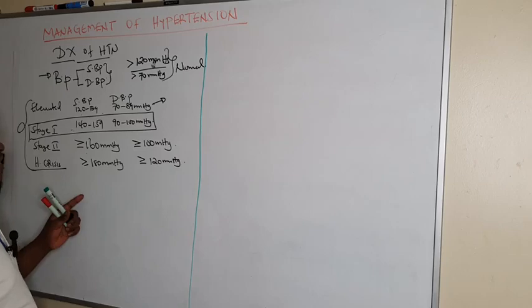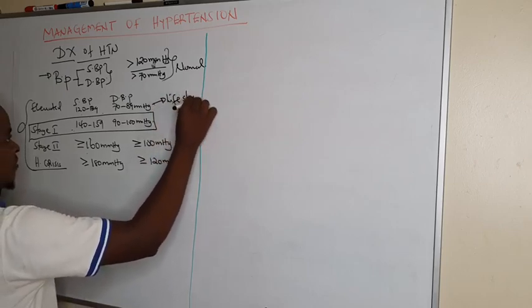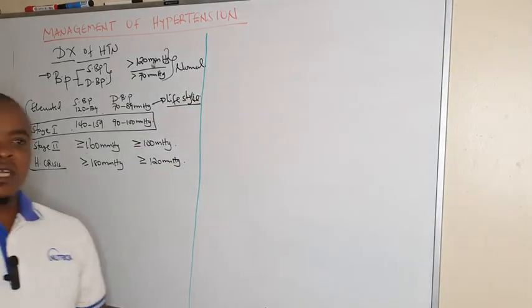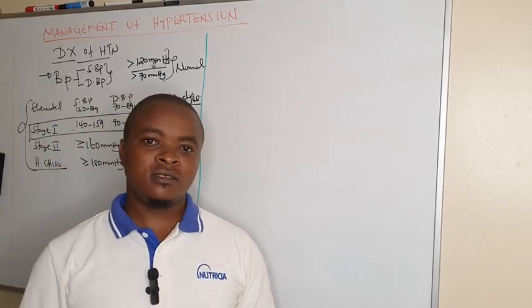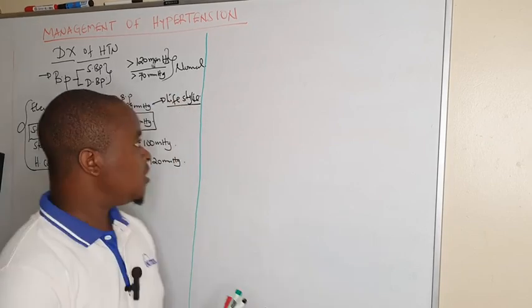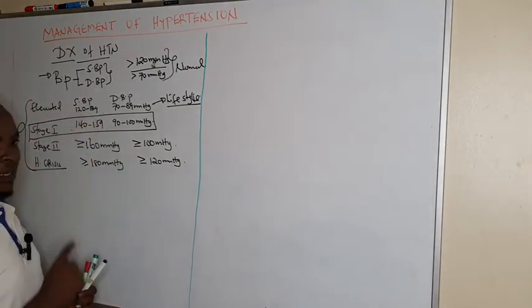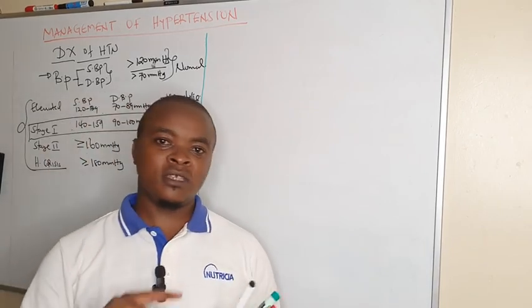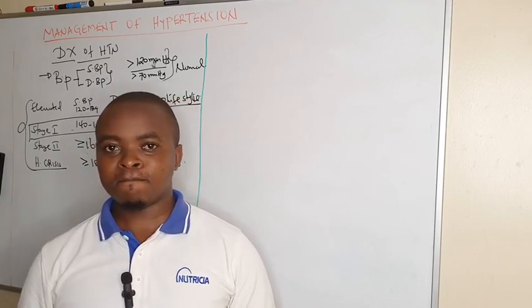This one with elevated just needs lifestyle modification or lifestyle changes, whereby you look at the diet. The aim is to reduce the weight. Then you look at the diet whereby you advise this patient who is having pressure between 120 and 139 to always eat food rich with vegetables, fruits, and grains or cereals.